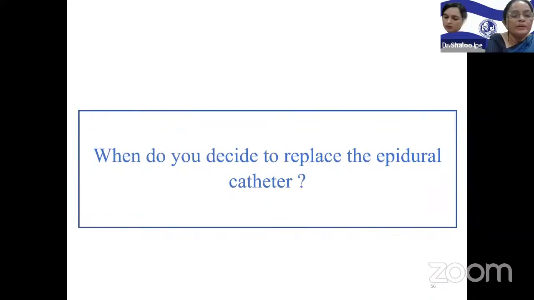Now, having done all this, you're not successful. When do you decide that you have to replace the epidural catheter? Ma'am, the epidural catheter can be considered to be replaced if it has totally moved out or displaced from the mark at which we have fixed it, or two unscheduled top-ups have not provided enough analgesia.